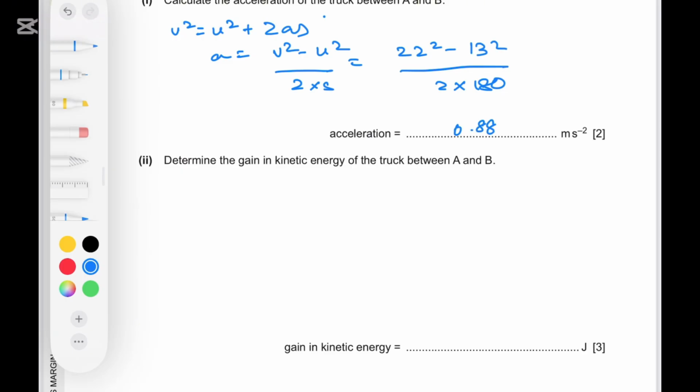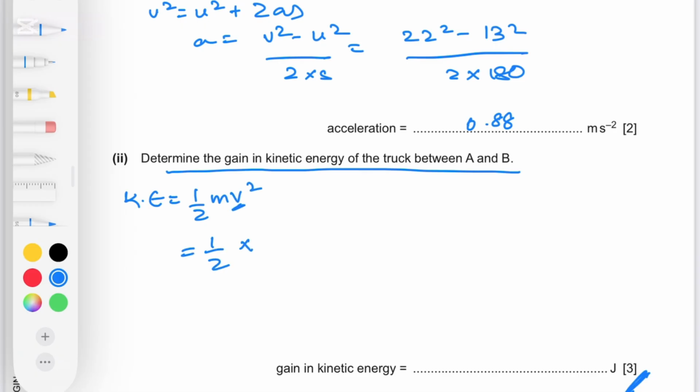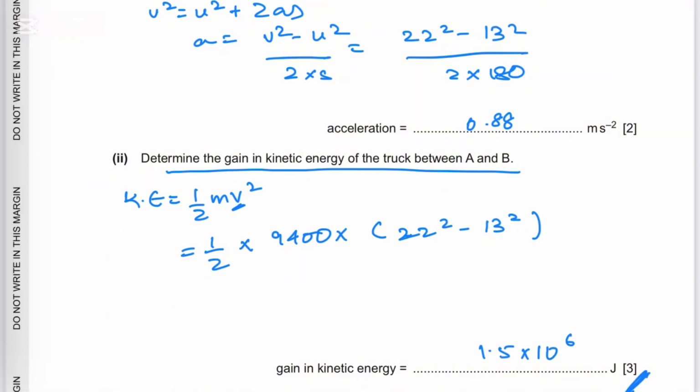Determine the gain in kinetic energy of truck R between A and B. You will notice this pattern where you're supposed to find the change in kinetic energy, and that is a question worth 3 marks. You'll start by stating the formula and then find the change using the change in velocity. The mass over here is 9400. The final velocity squared minus the initial velocity squared will give you the change, and that is equal to 1.5 times 10 raised to 6 joules, correct to 2 significant figures.